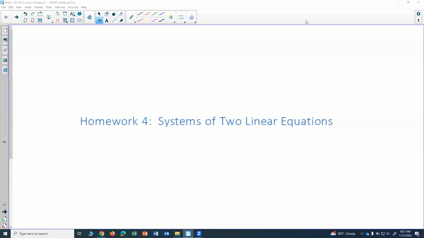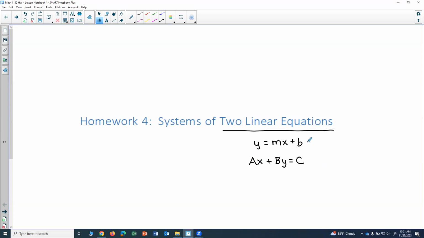In this video, we're going to start looking at systems of two linear equations. So let me remind you what form a linear equation looks like. A linear equation can be in the form y equals mx plus b, and we would call that the slope-intercept form of a line. Or we can have standard form where we have ax plus by equals c, and a, b, and c are real numbers.